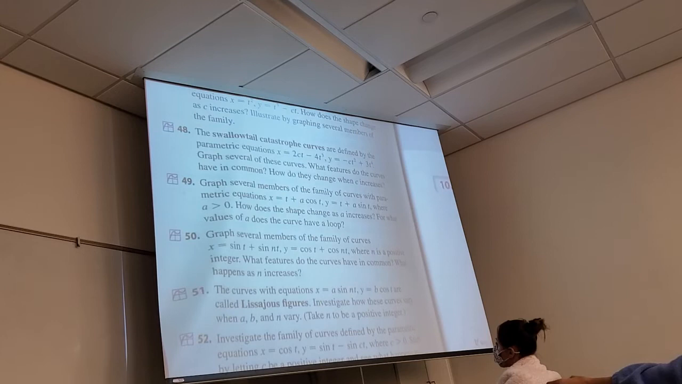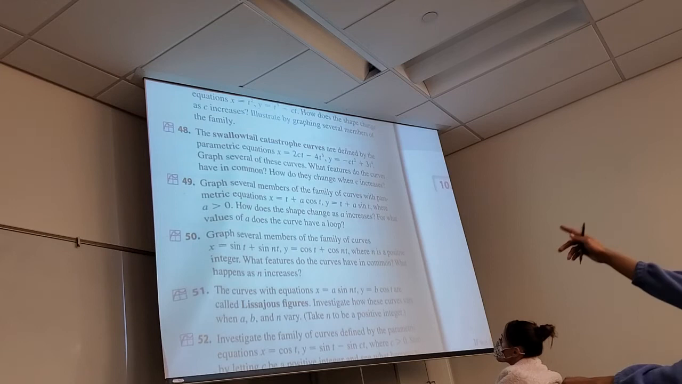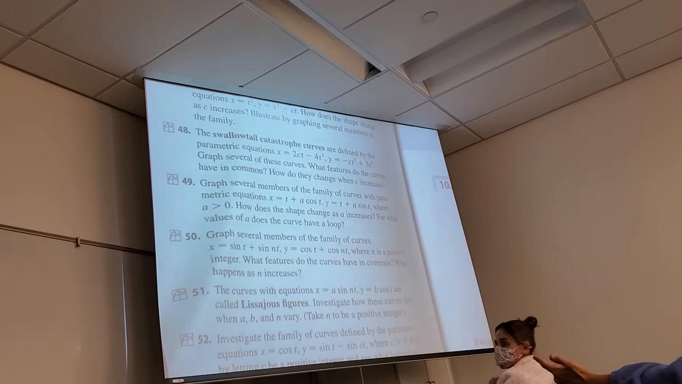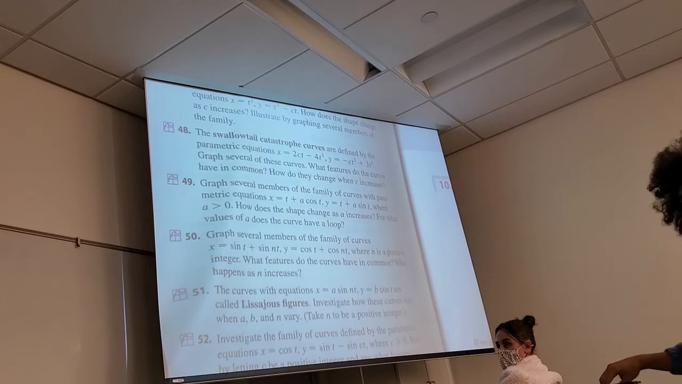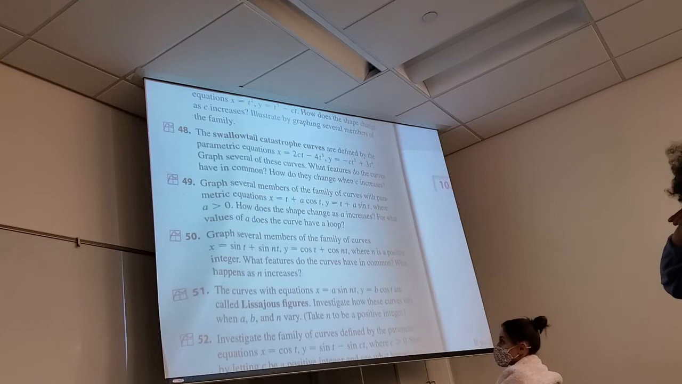All right. Anything else, guys, from that section, if you've tried the homework like I asked you to? So what features should I talk about that they have in common? Their curves change, right, but it says what features do the curves have in common. Do they both have a rounded top, or do they crisscross in the same pattern, just stretched out? Anything. And then how do they change when C increases?